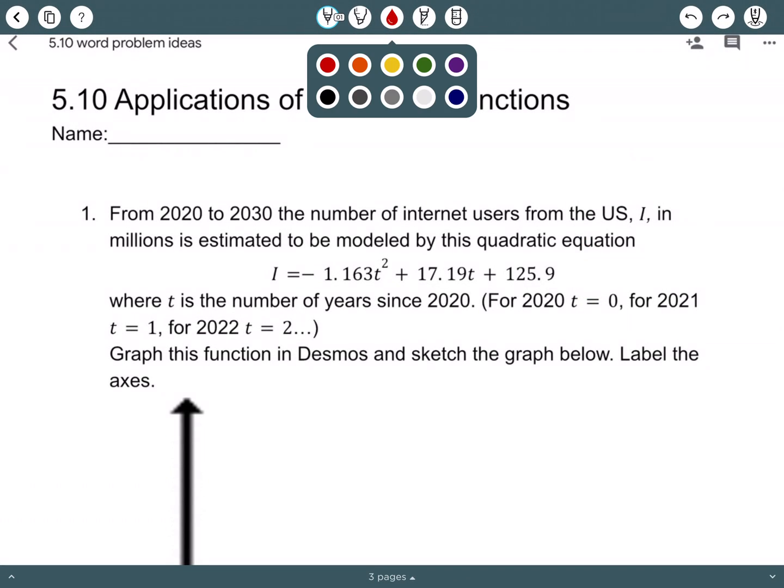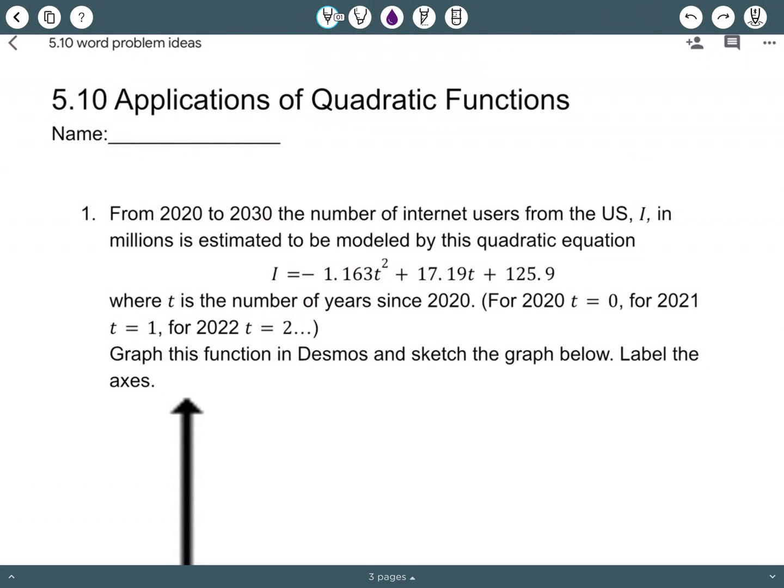Okay, so I'm going to work through a few examples from this just because everybody's been asking for them. But if it doesn't work out, let me know and we'll try to troubleshoot from there.